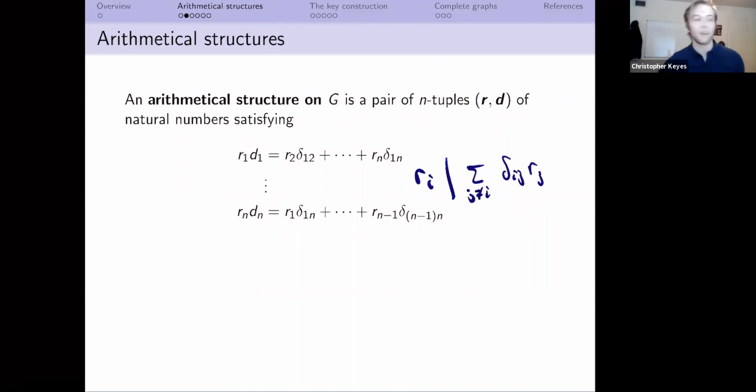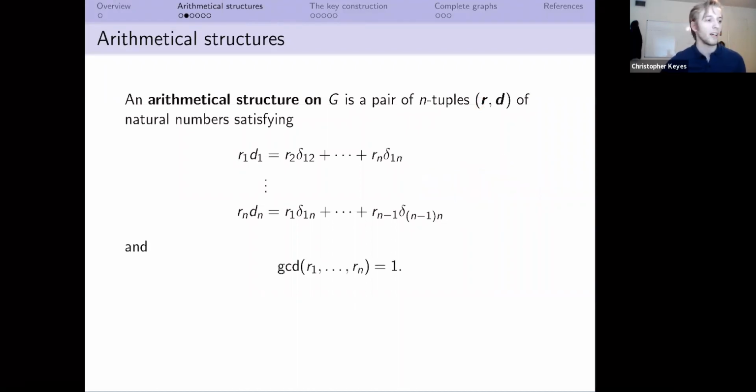And we need one more thing to define an arithmetical structure. We need this R vector to be primitive. So we want the GCD of all these integers in the R vector to be equal to 1.